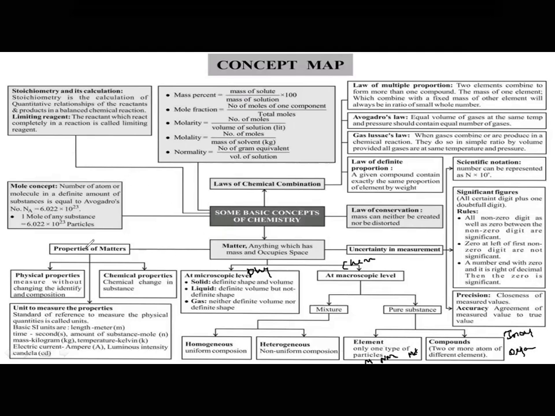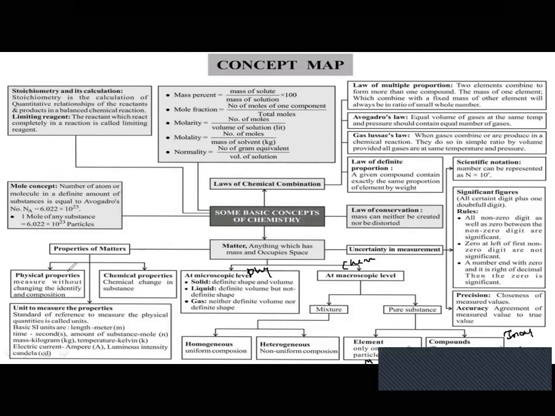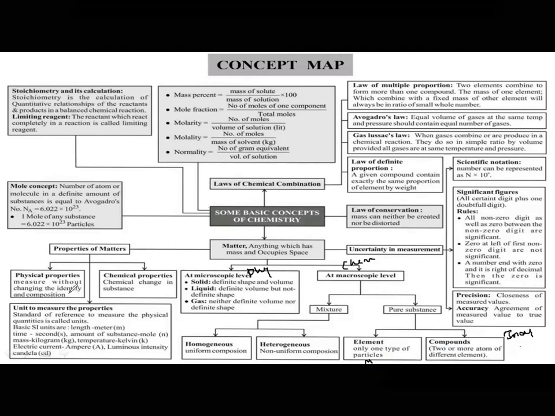Apart from that, we have also seen properties of matter, physical properties and chemical properties, which come under physical changes and chemical changes. Then we have seen the laws of chemical combinations, all the 5 laws. One is the law of conservation of mass. Then we have seen the law of definite proportions, law of multiple proportions, Gay-Lussac's law, and last Avogadro's law. Then we have seen scientific notation, which is denoted in the form N into 10 raised to n. And then we have spoken about significant figures, all the rules of significant figures.